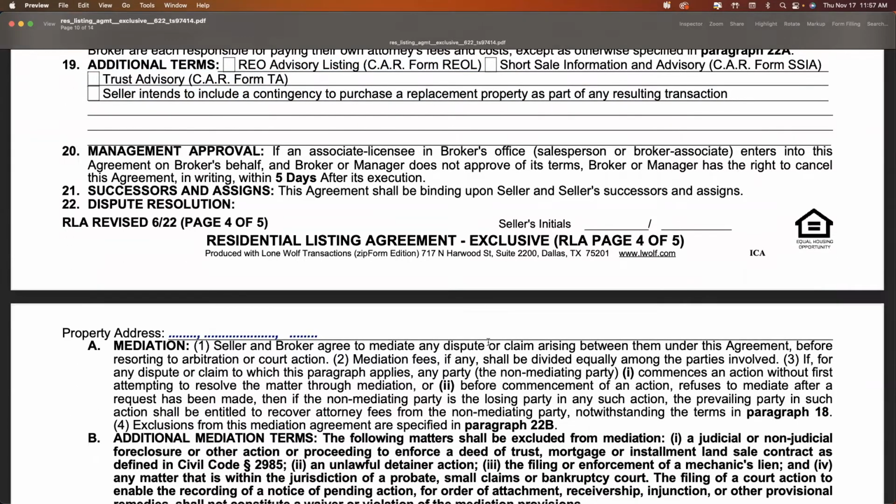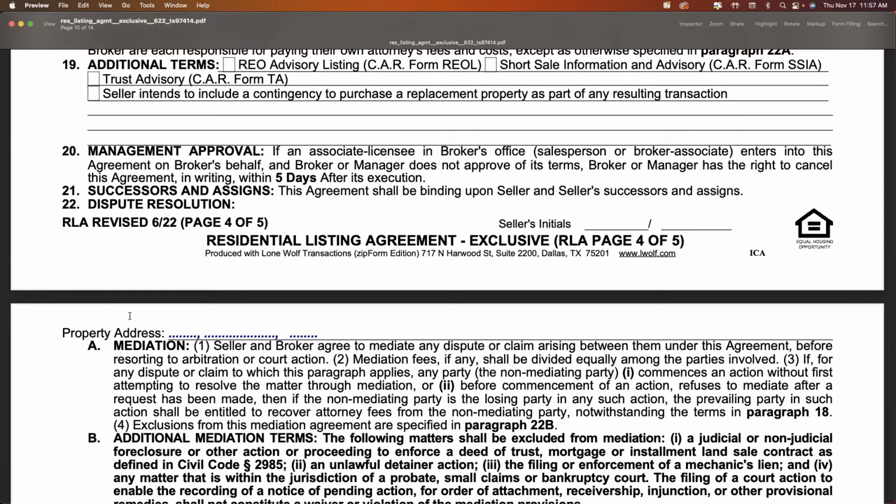We have the right to approve or disapprove of any of your listings within 5 days after you sign it. So if you have a listing today that you sign that we don't like the terms of, within 5 days of that signing, we can disregard the listing. We have the right to approve or disapprove of those listings, management or broker.